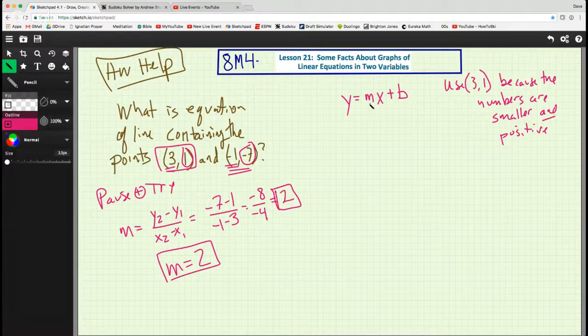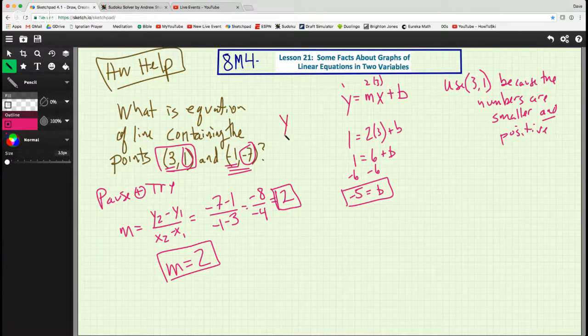So let's put our m, our 2 is m, our 3 is our x, and our y is a 1. 1 equals 2 times 3 plus b. 1 equals 6 plus b. So b equals -5. And so our equation then is y equals 2x, that's our 2 for our slope, -5 for our b, 2x minus 5.